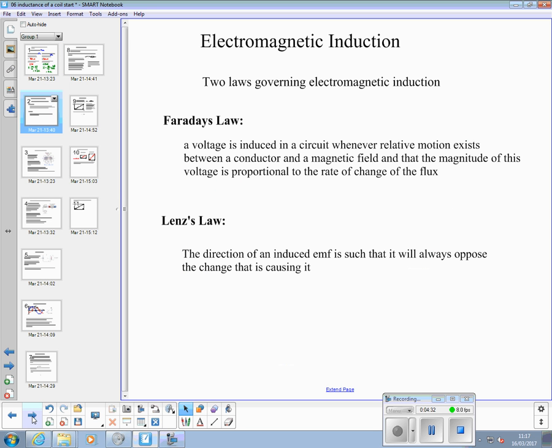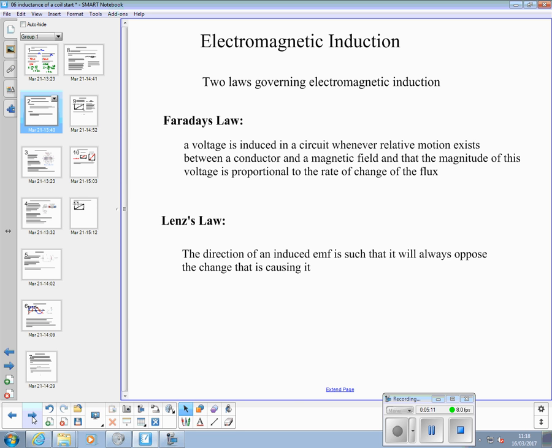So, electromagnetic induction. Two laws governing this. First of all, Faraday's law. A voltage is induced in a circuit whenever relative motion exists between a conductor and a magnetic field, and the magnitude of this voltage is proportional to the rate of change of magnetic flux. It's about changing magnetic flux and how fast that's changing. It will induce a voltage in a piece of wire or in a coil.